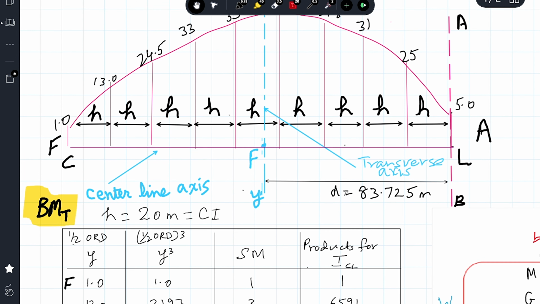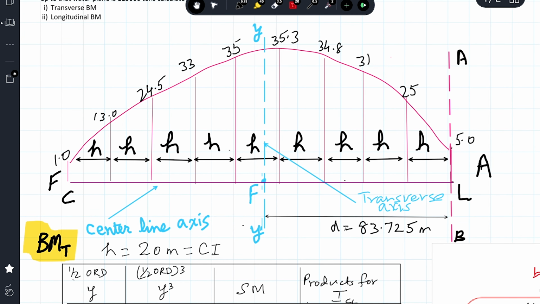But now when I go to do the BM longitudinal, BM longitudinal means the longitudinal movement of the vessel is taking place, like pitching motion. So that movement is taking place about transverse axis, which is here YY. Along the breadth of the vessel, the axis is running along the breadth of the vessel, transverse. Again, must pass through center of rotation. Axis must pass through center of rotation. This is called centroidal axis.